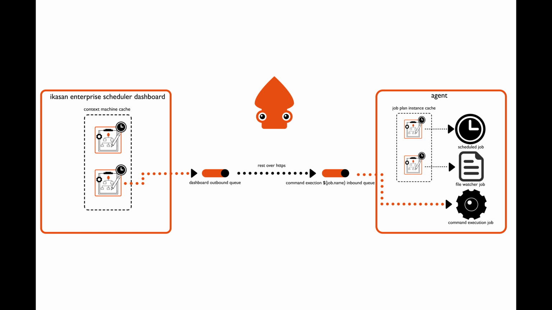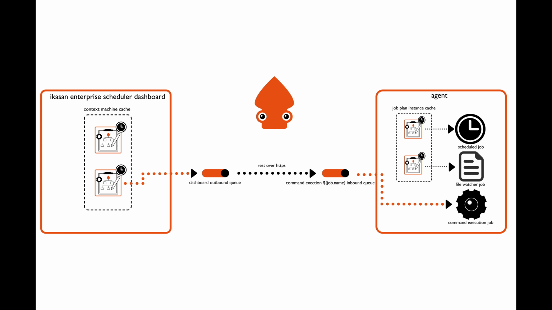A REST inbound service on the agent determines which job the job initiation event is required to run, and publishes a job initiation event to the relevant inbound queue. The target command execution job reads the job initiation event from its dedicated inbound queue and executes the job.